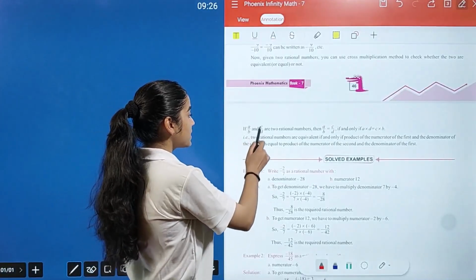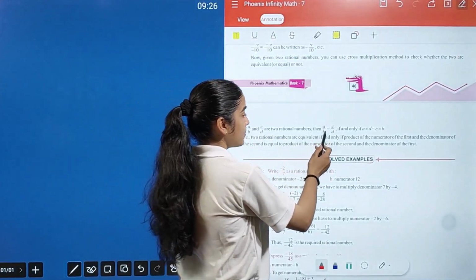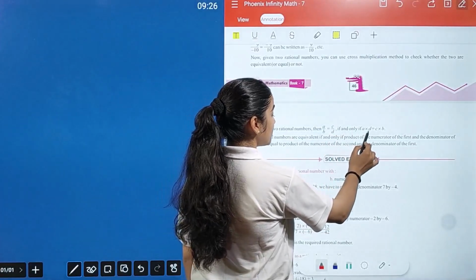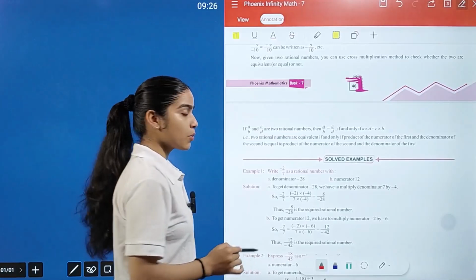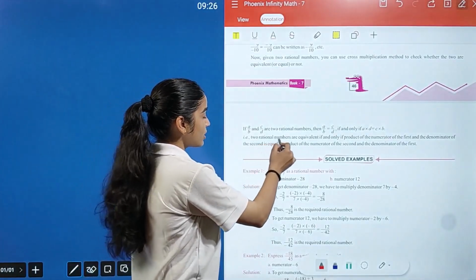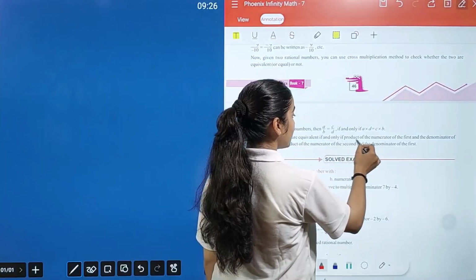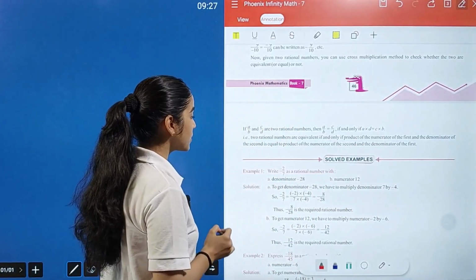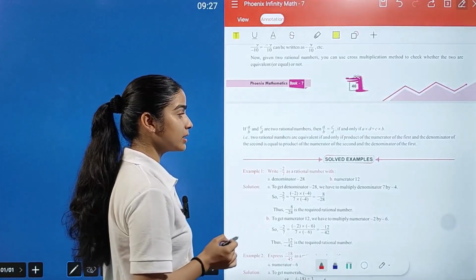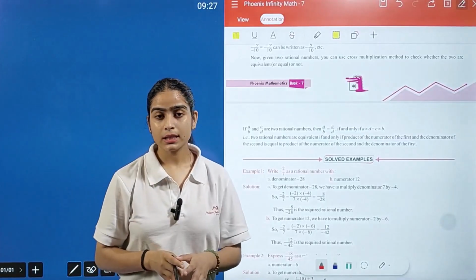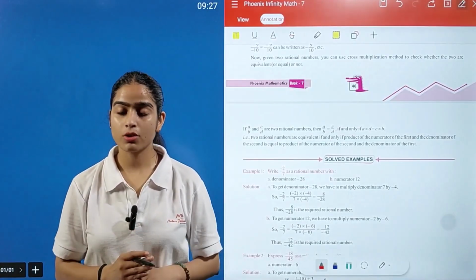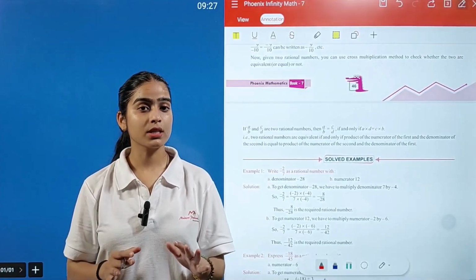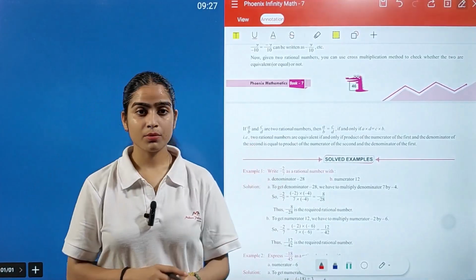If a by b and c by d are two rational numbers, then a by b is equal to c by d if and only if a multiplied by d and c multiplied by b are equal to each other. So two rational numbers are equivalent if and only if the product of the numerator of the first and the denominator of the second is equal to the product of the numerator of the second and the denominator of the first. So if you cross multiply, and you get the same product, then both rational numbers are equal to each other.